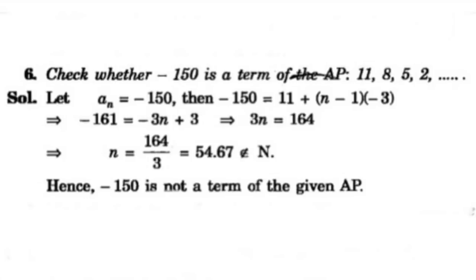Now when we solve this for n, we will get n is equal to 164 by 3, which is 54.67. Now this cannot be an answer. The reason being, for the nth term, n should be a positive integer, or n should be a natural number. So therefore minus 150 is not a term of the given AP.